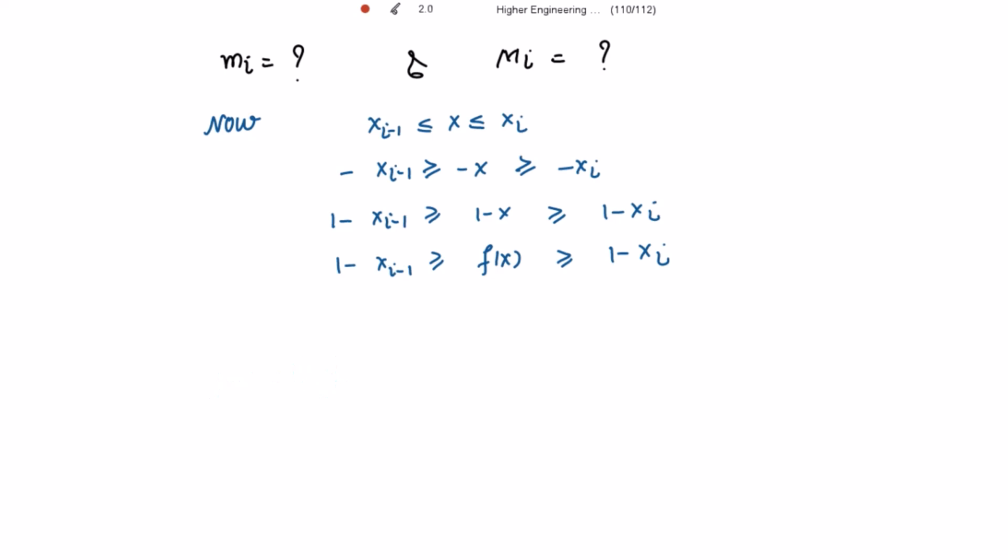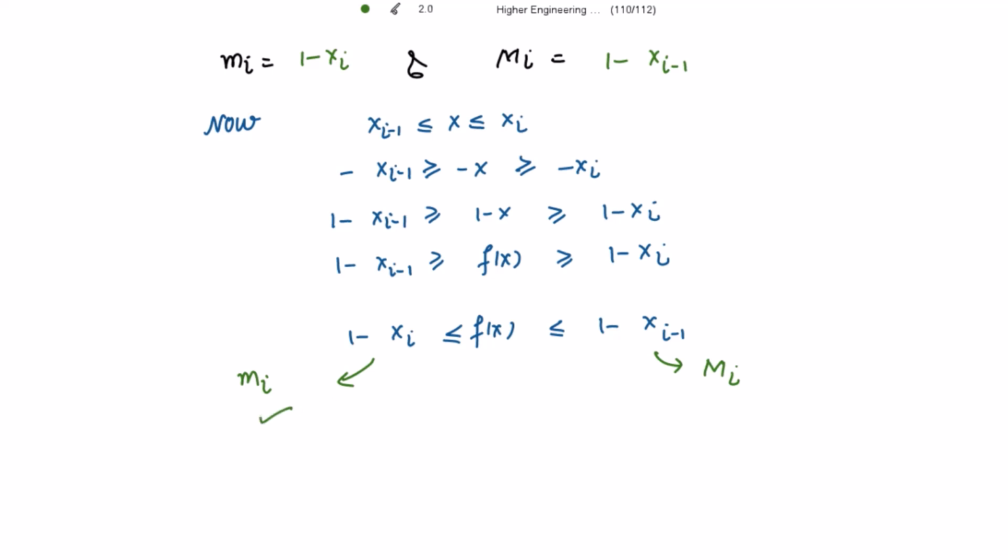Or we can also write this as f(x) is greater than or equal to 1 minus xi and less than or equal to 1 minus x(i minus 1). So it is very clear that this is your small mi and this is your capital Mi. So small mi is 1 minus xi and capital Mi is 1 minus x(i minus 1).